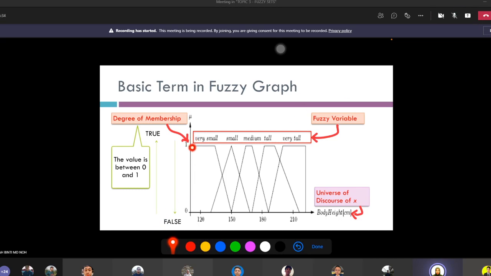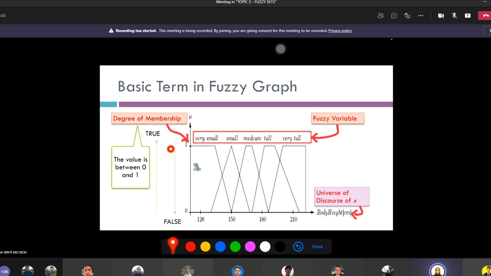Okay, you can see here. Maknanya the degree of membership of every value for degree of membership mesti between 0 to 1. Okay, so the value is between 0 to 1. Semakin rendah, more it goes down, the more false it is. The more it goes to 1, so kita kata is more true.